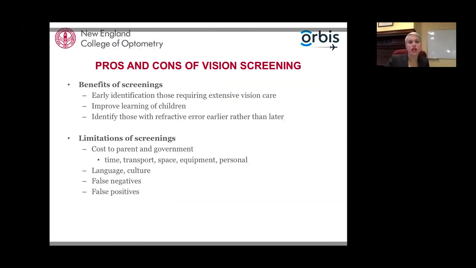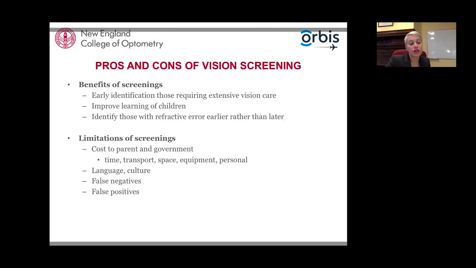I'm just going to finish up here as we're winding up, and if you have any questions, you can start sending them in. But I just want to quickly pose to the group that there are a lot of benefits of screenings, and I've just spent the last 50 minutes or so convincing you that heading out there to screen for refractive error is really important. But also there are a lot of limitations to screenings that you should just be aware of.